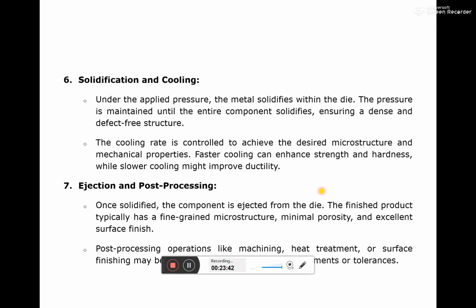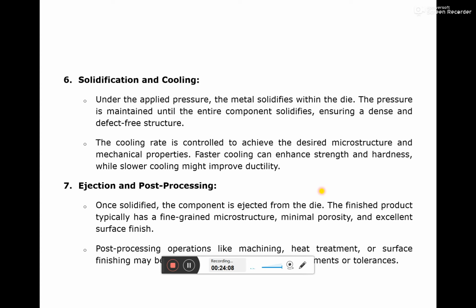Ensure that the proper amount of densification is done so that defect-free structures are formed. For that, we maintain the pressure until the entire component solidifies. After solidification, we have to remove the product, that is ejection and post processing.